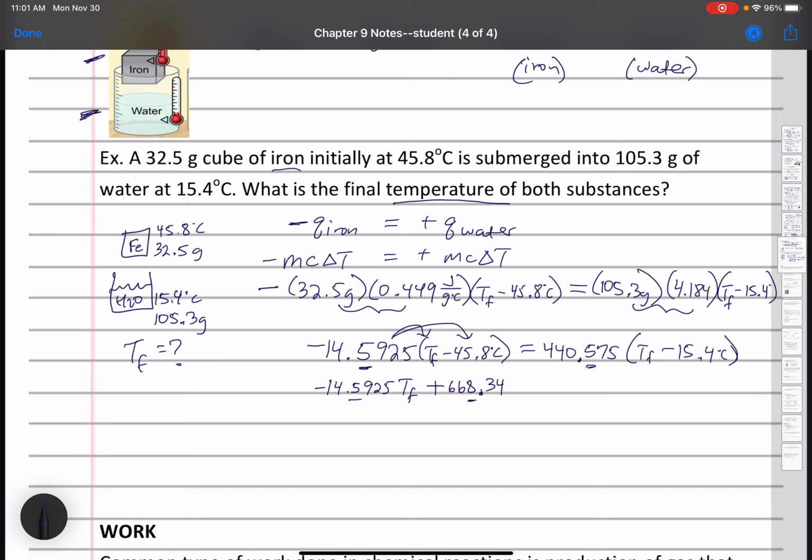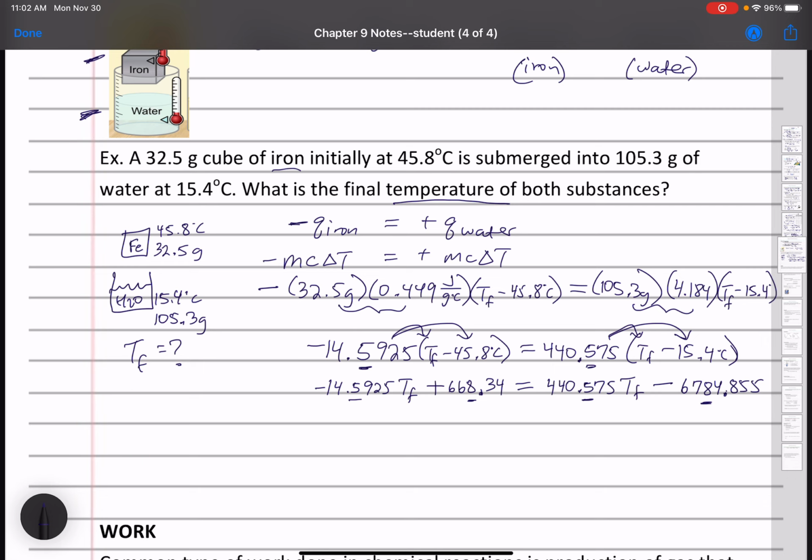That's three sig figs as well, equals 440.575 TF. There's my sig fig placeholder, minus 6,784.855, just carrying it out to extra figures, but this number should only have three sig figs because 15.4 is three sig figs.